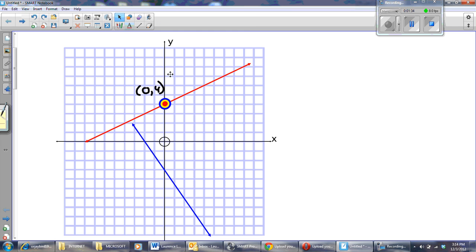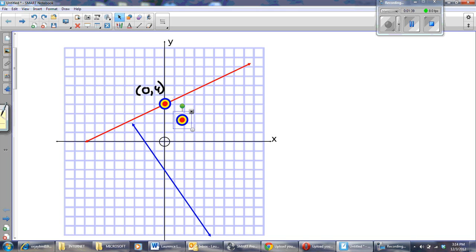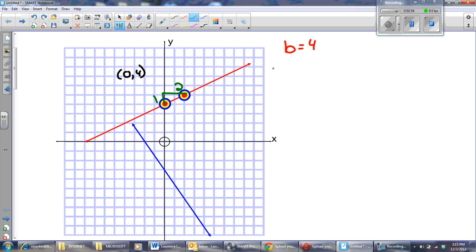Now we need a second point on the line. And so I'm going to look, and it looks like it's going through this point here. Now I know my y-intercept is 4, so that means b is 4. Now I count my slope. It looks like going from one point to the other, I rise 1 and run 2. So my m, or my slope, is 1/2.